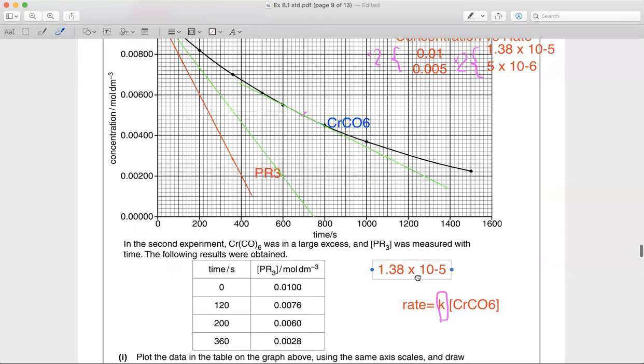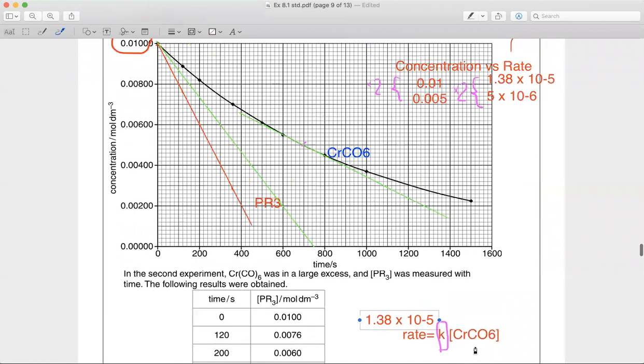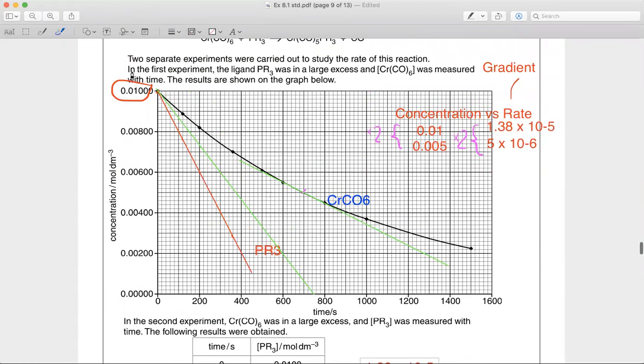That's my rate, and my concentration has to be at the tangent, or at the gradient, which is 0.01. You can also use the rate here, but your concentration would be 0.005. If you don't like to draw the tangent at the start, you can find the tangent at a different concentration, but your concentration must follow that tangent. For example, if I take the rate here, that means my concentration is 0.005.